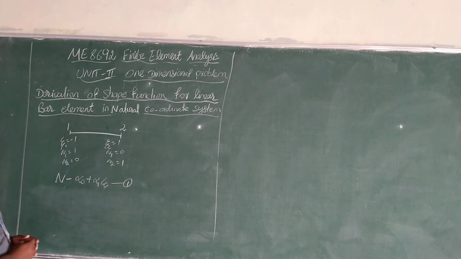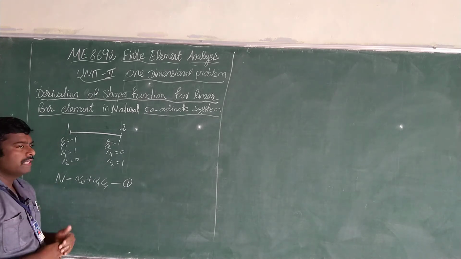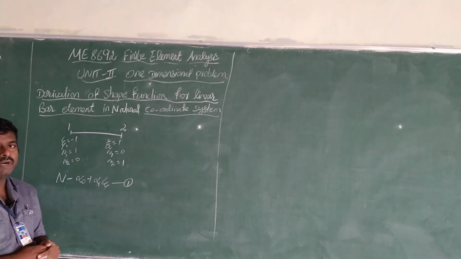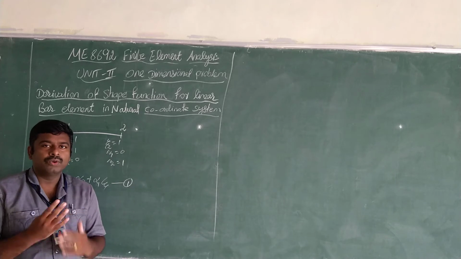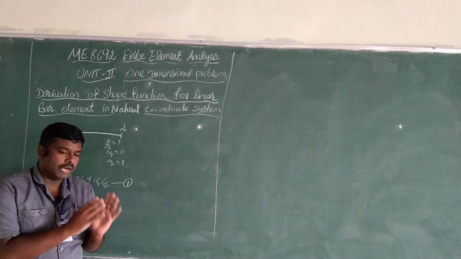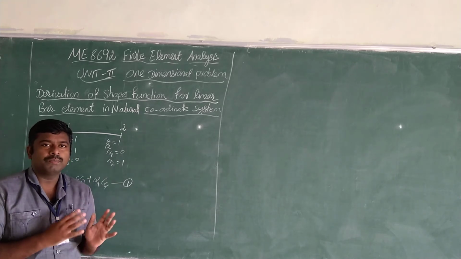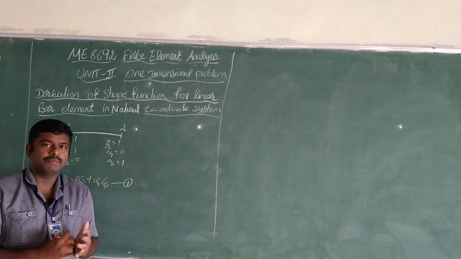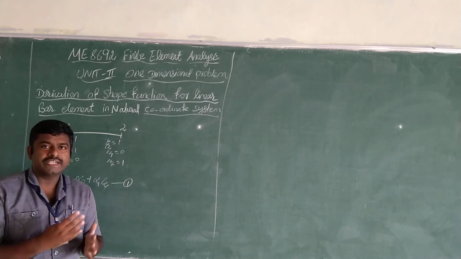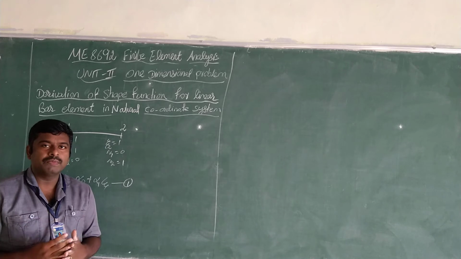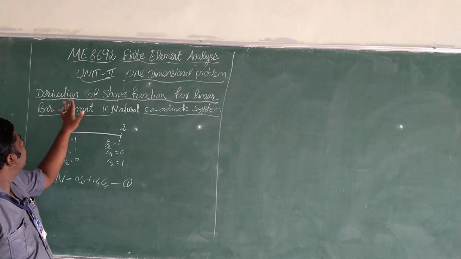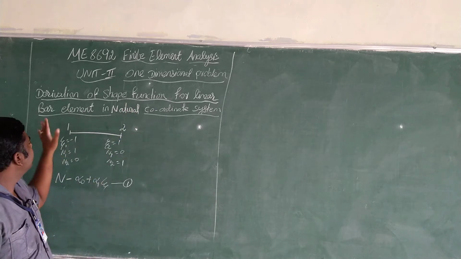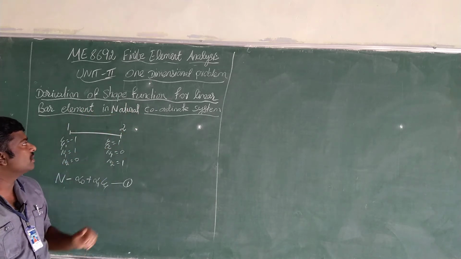So for a linear bar element, the load acts along the axis, that is axial load, and then that element is known as a bar element. Normally one-dimensional elements are discretized by nodal points. If the bar element is discretized by two nodal points, then it is known as a linear bar element. If the bar element is discretized by three nodal points, then it is known as a quadratic bar element. So here we go to the derivation of shape functions for a linear bar element in natural coordinate systems.